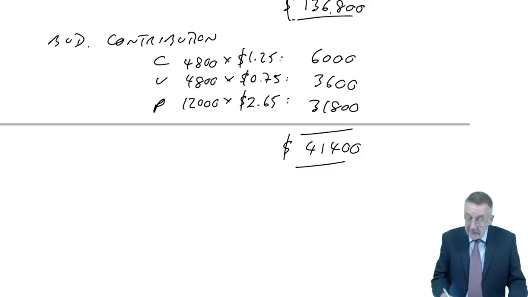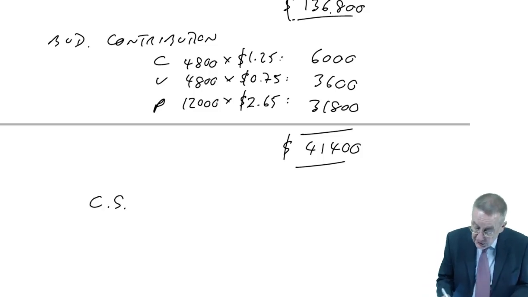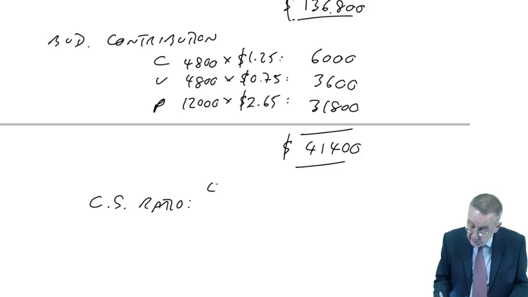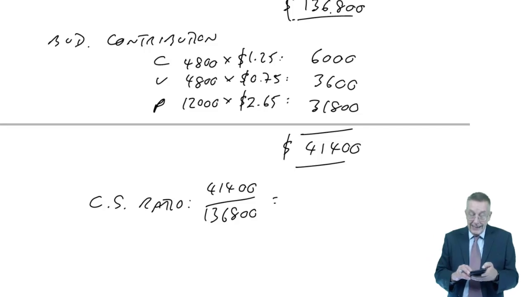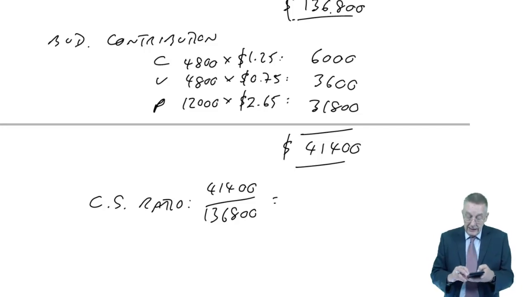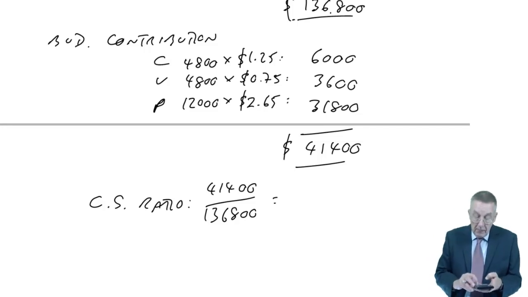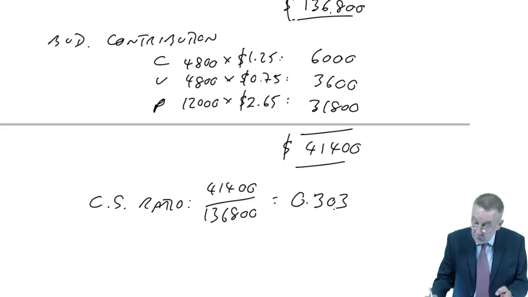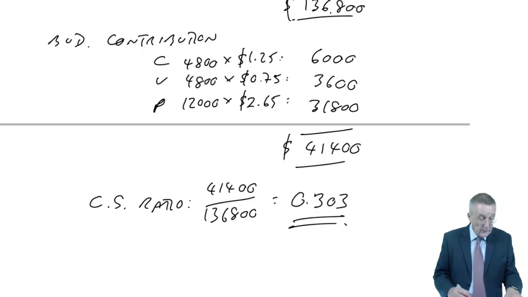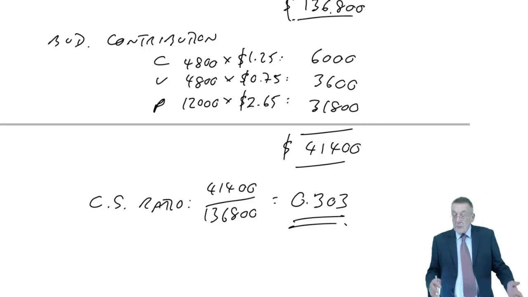And so, before I talk more about it, the CS ratio overall, contribution 41,400 over sales 136,800. The ratio is 0.303, or 30.3%.